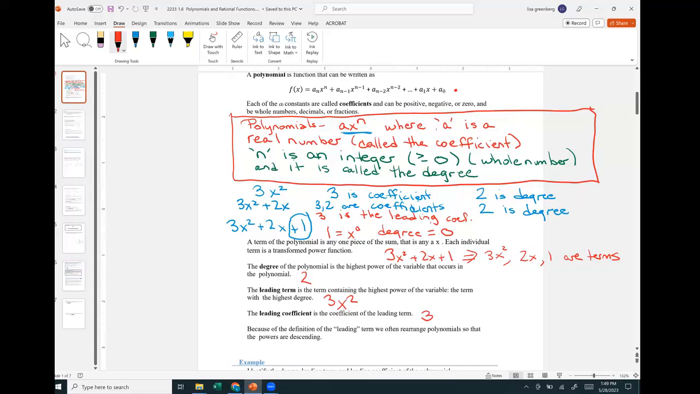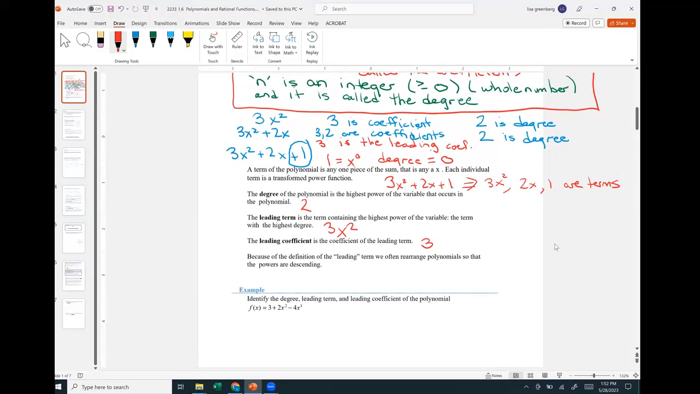Because of the definition of leading term, we often rearrange polynomials so that the powers are descending. That's basically what this says. This right here, notice it starts with x to the n, and it ends with a constant with no x, and the exponents are decreasing.